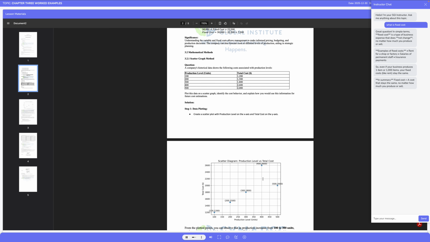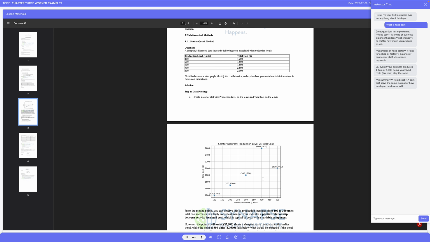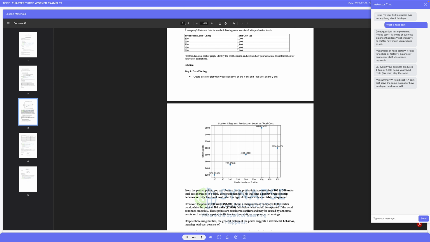Although the exam may not always require you to physically draw the graph, you must clearly explain what the plotted points would show. Once the points are plotted, the next step is to observe the pattern formed by the data. From 100 to 300 units, total cost increases in a fairly consistent manner as production increases. This indicates a positive relationship between activity level and cost, which is typical of costs that have a variable component. In revision, it is important to explicitly state this relationship, as examiners reward clear interpretation of trend.